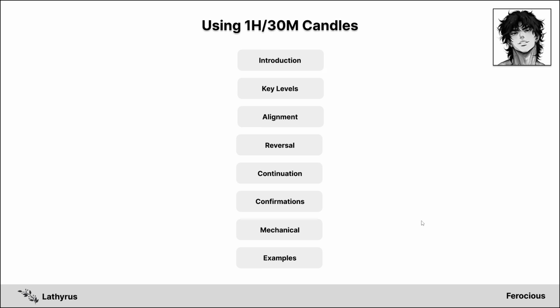The topics I'm going to talk about today are the key levels I'm using, the time frame alignment. We are going to talk about reversal and continuations, about the confirmations, how to make this mechanical, and great examples at the end of the video.